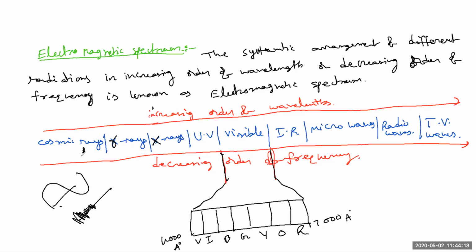What are cosmic rays, gamma rays, X-rays? This is the order. Okay, understood? Now I'm going to discuss the next one, the corpuscular theory. This is the wave, still now wave theory. Now we're going to discuss the corpuscular theory.